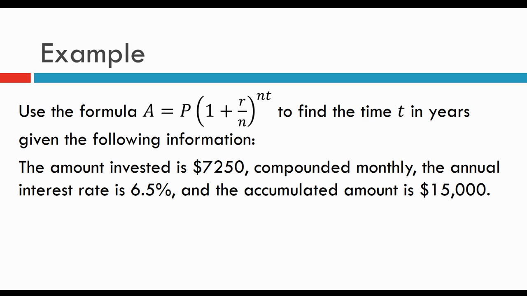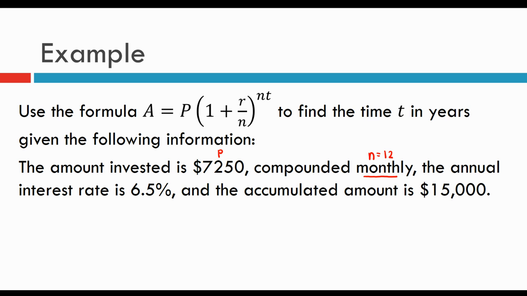Okay, so it says let's use the formula A equals P times 1 plus r over n raised to the nt power. Hopefully that looks familiar. Remember, that was our compound interest formula. We're going to find the time t in years given this information. So the amount invested is 7,250. So remember, if it's invested, that's your starting point. So that's P. We're compounding monthly. So remember, there are 12 months in a year. So that's going to be n.